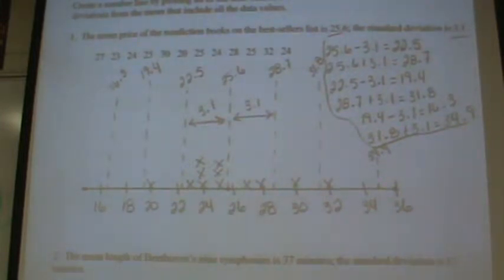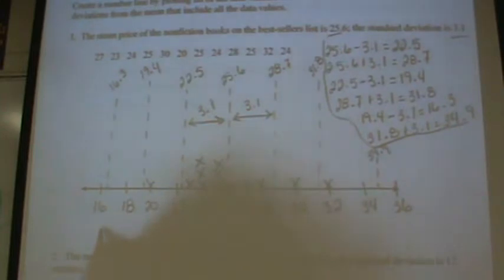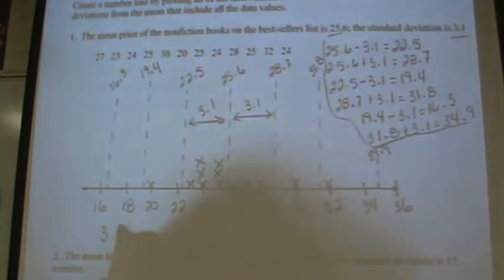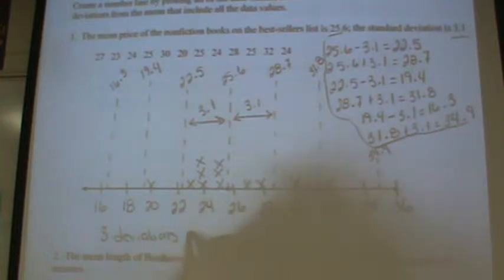So it wants us to tell them how many deviations it took. So it took three deviations to include all values.